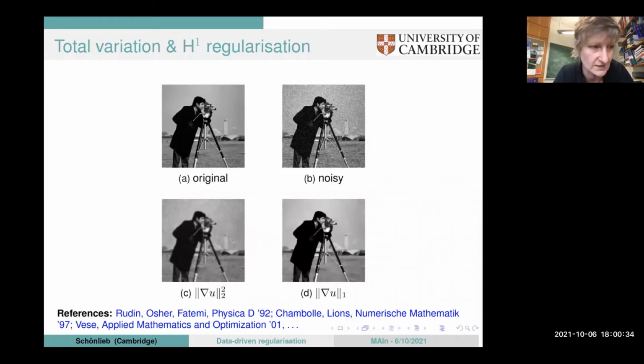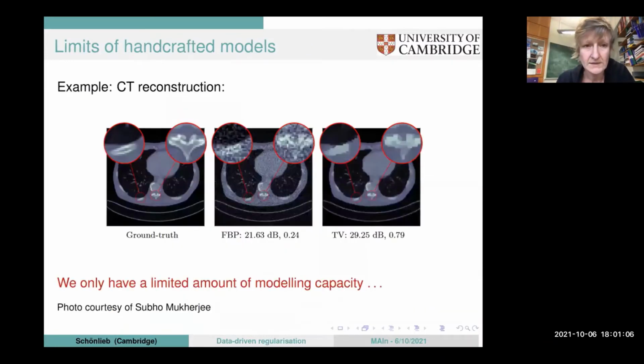The total variation has had so much success in inverse problems related to images where you want to quantify something, because the edges are reconstructed very accurately, which is smoothed out if you're using something like an H1 semi-norm. Okay, so regularization matters.